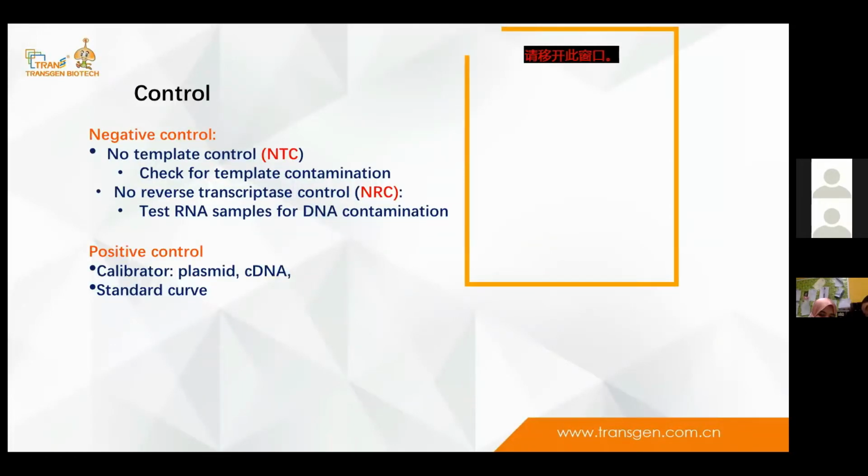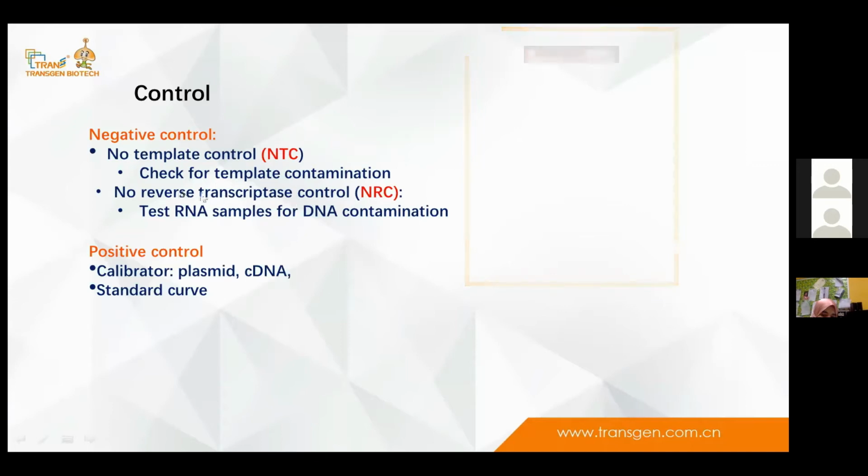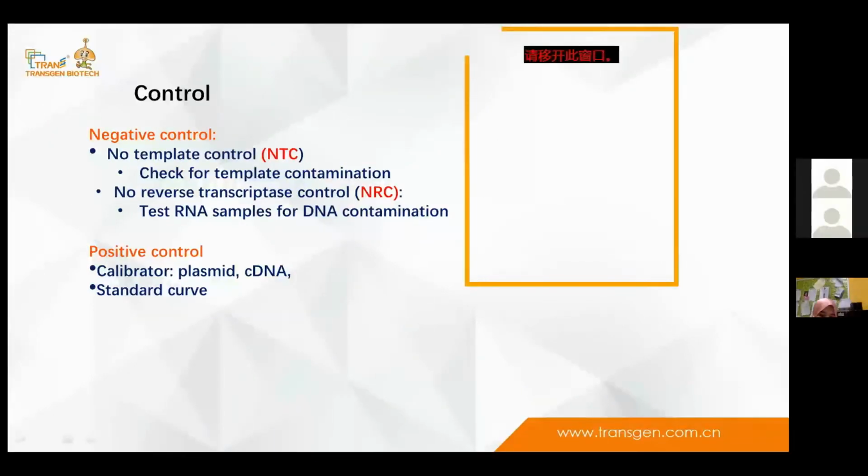There are two things. The first one is the NTC. NTC means no template control. It checks for template contamination. The other is NRC. NRC means no reverse transcription control, or no-RT control. It tests the RNA sample for DNA contamination. So NTC and NRC are both very important negative controls in qPCR systems. When you publish your data in articles, maybe these two controls are not shown to the editors, but they have to be tested in your experiment.